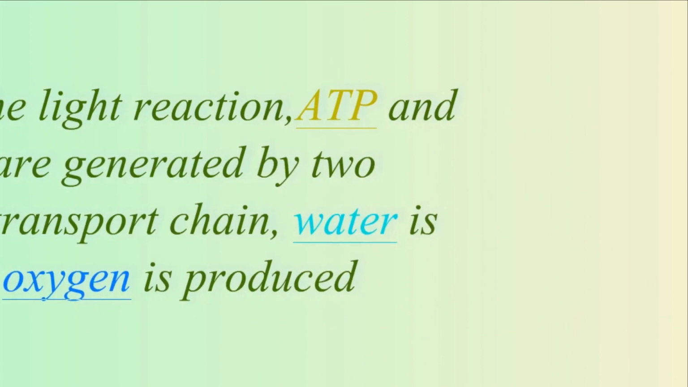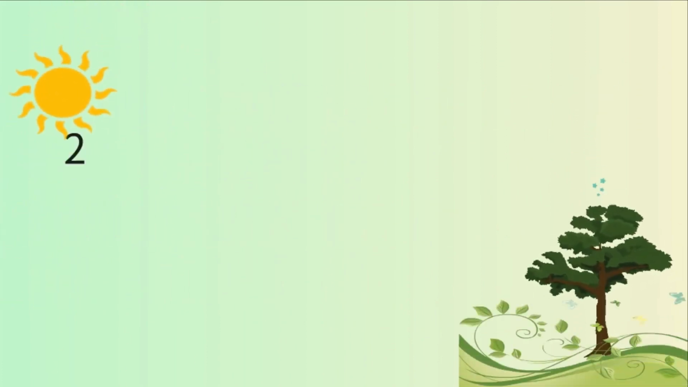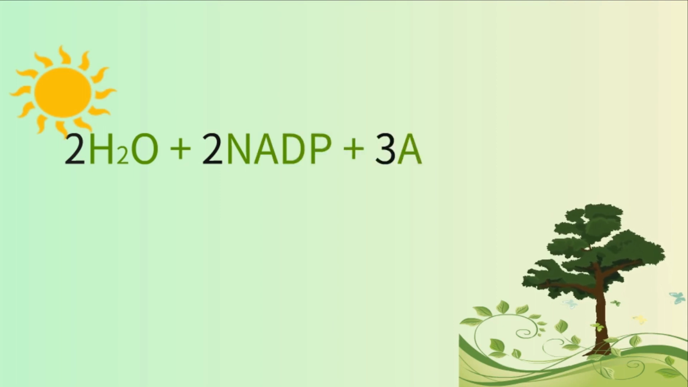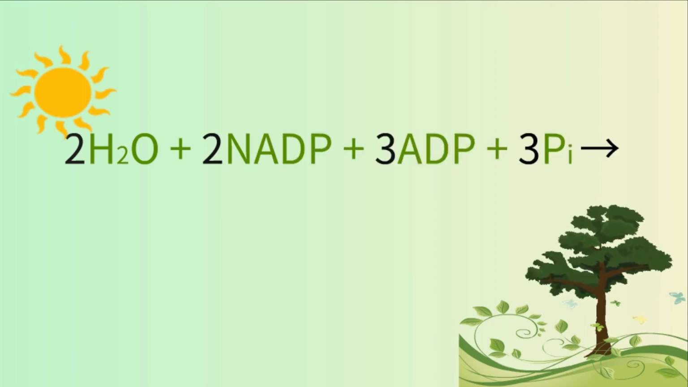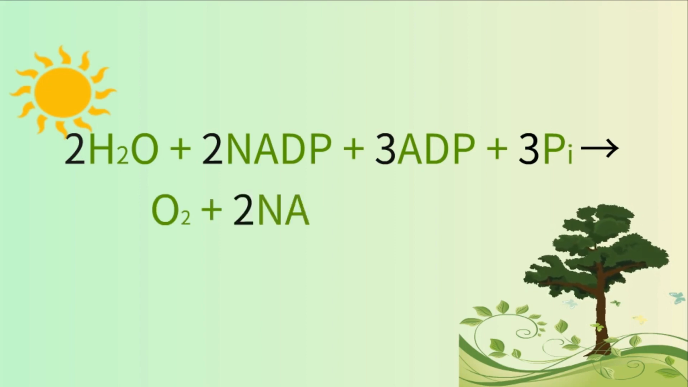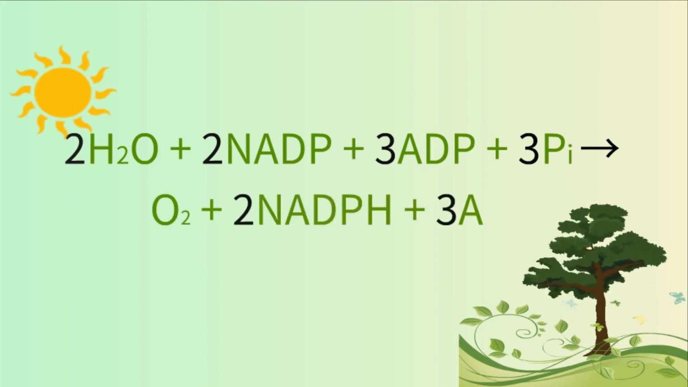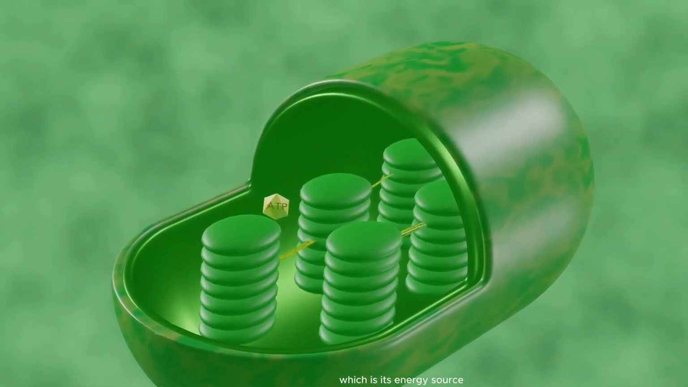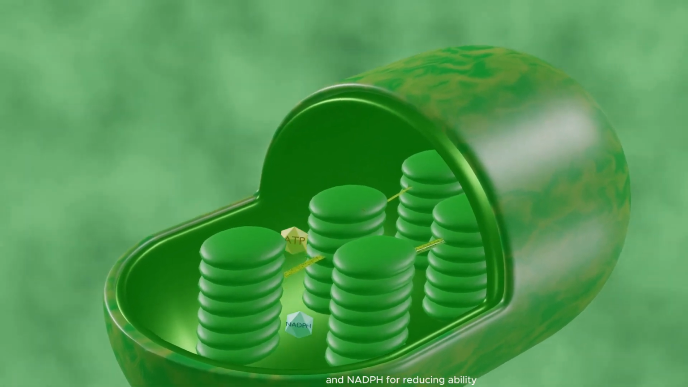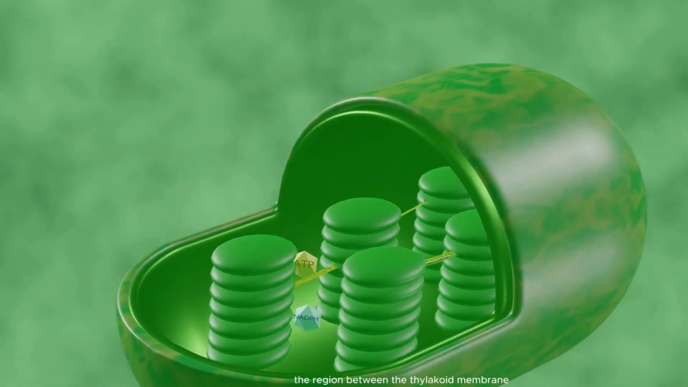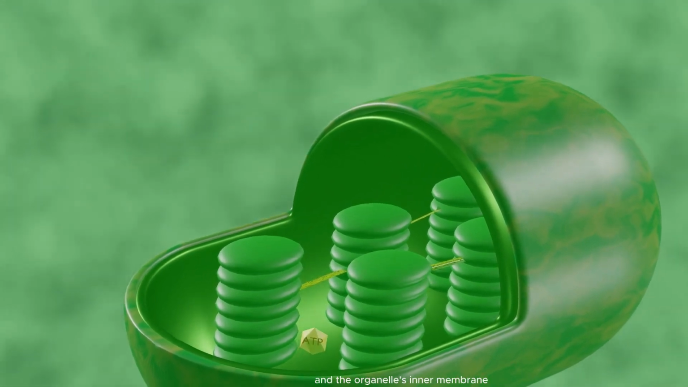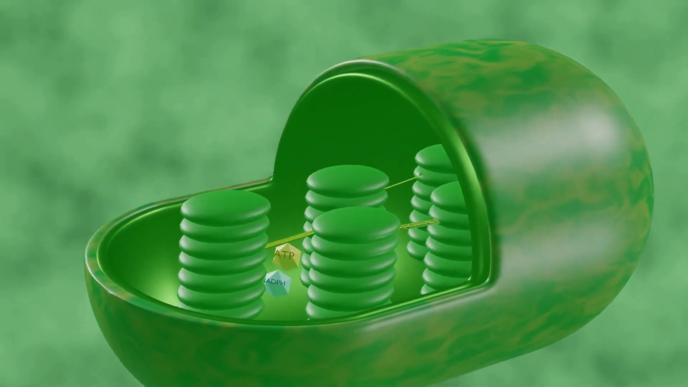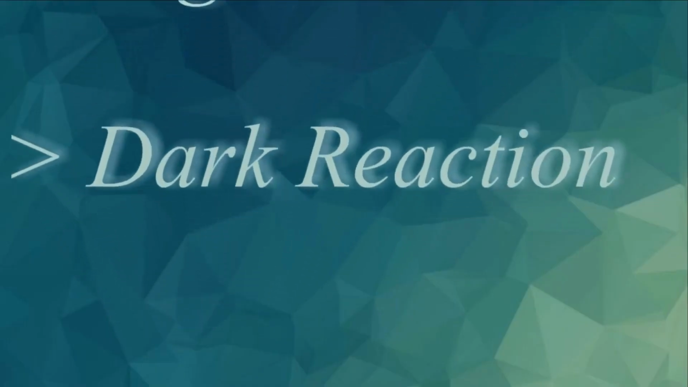The chemical equation in the light reaction of photosynthesis can be reduced to 2 molecules of water, 2 molecules of NADP, 3 molecules of ADP and 3 phosphate atoms to produce an oxygen molecule, 2 molecules of NADPH and 3 molecules of ATP. The light reaction produces ATP, which is its energy source, and NADPH for reducing ability, which move toward the chloroplast stroma, the region between the thylakoid membrane and the organelle's inner membrane, just after completing the light reaction of photosynthesis. Mechanism of dark reaction.